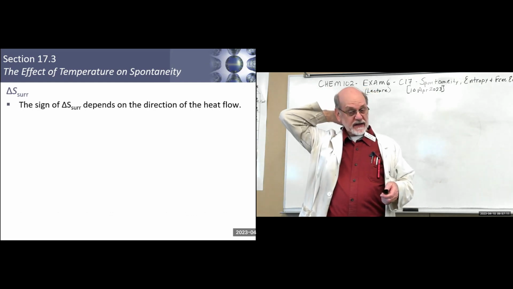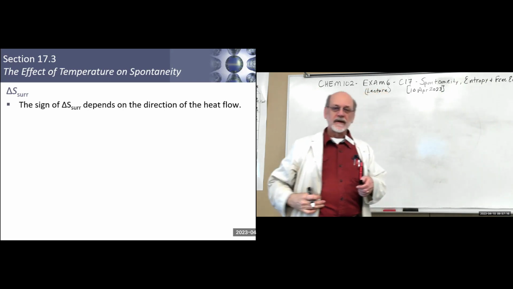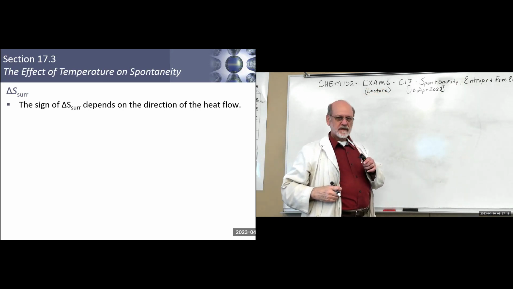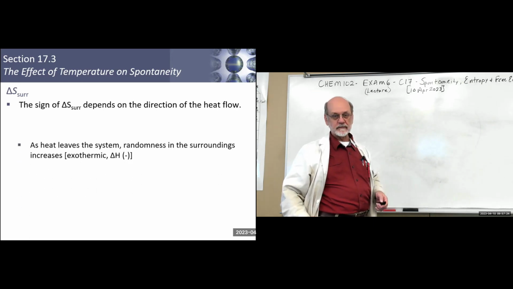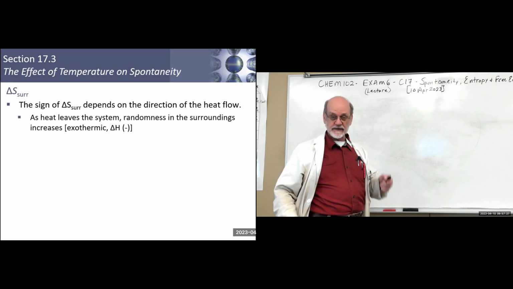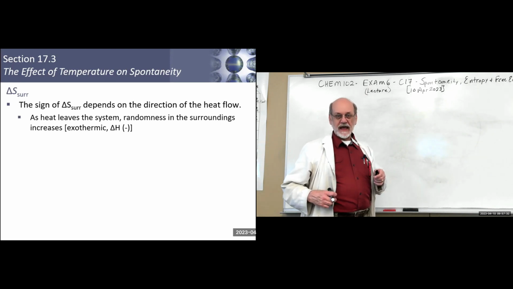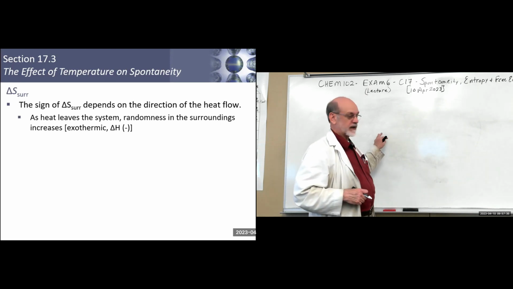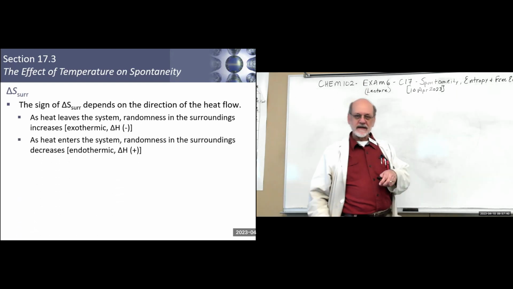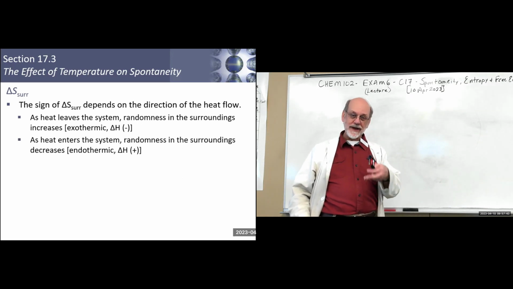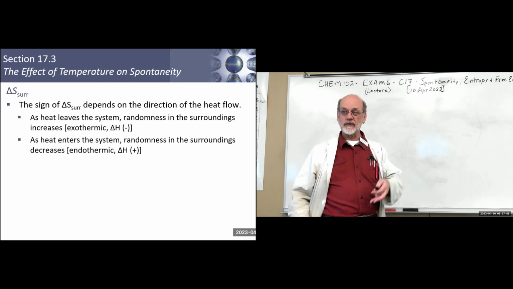And look at the sign of delta S for surroundings. It depends on the direction of heat flow. If the heat is flowing into the surroundings, we should see an increase in entropy. If heat leaves the system, then the randomness in the surroundings is increasing, and the system is exothermic. Delta H is negative. If the heat enters the system, then the randomness in the surroundings is decreasing, and the system is experiencing an endothermic change.